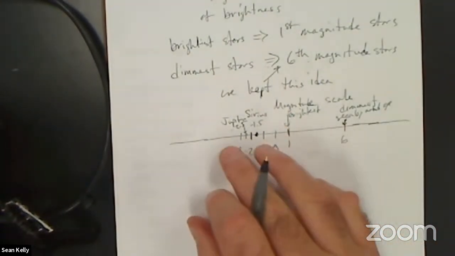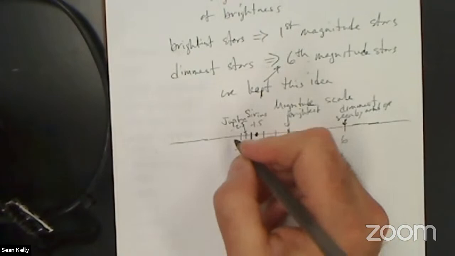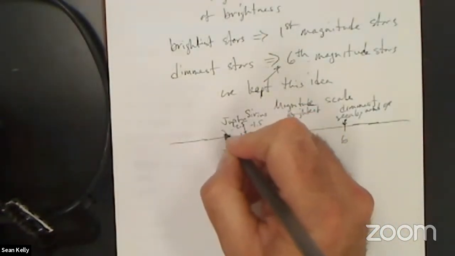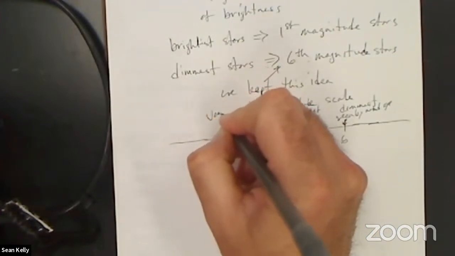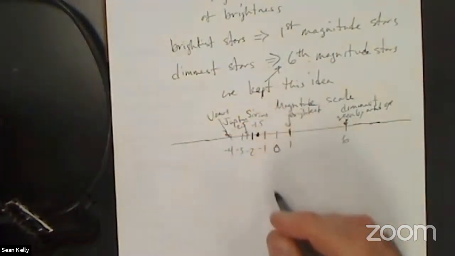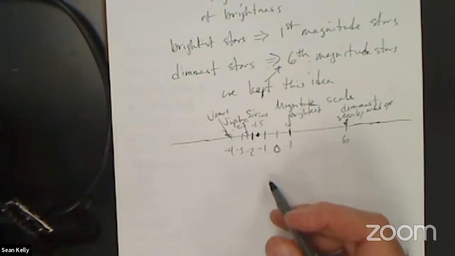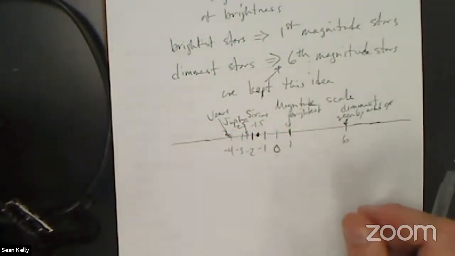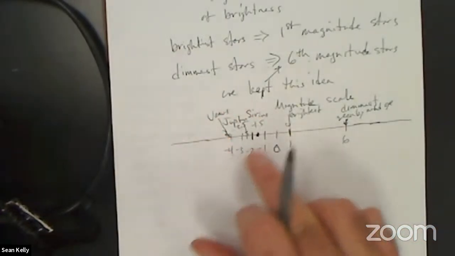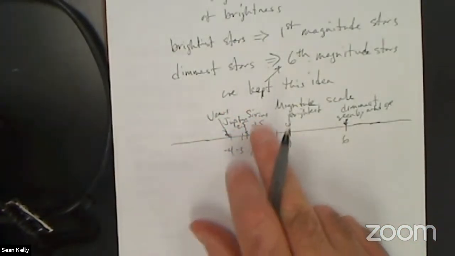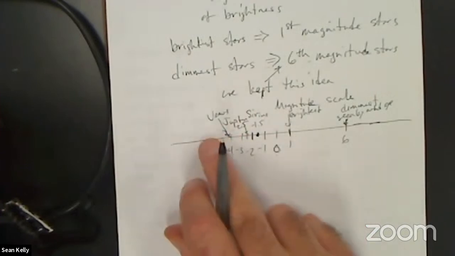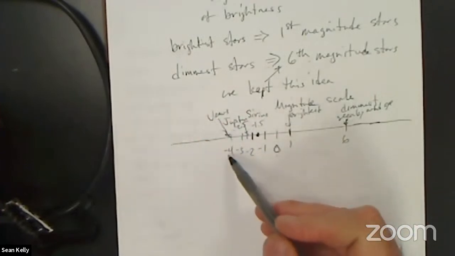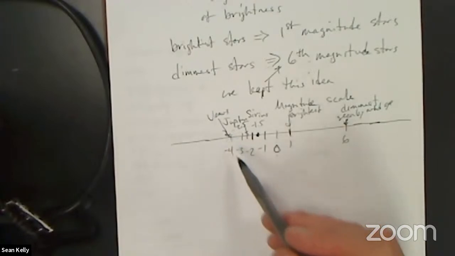Okay. What's brighter than Jupiter? Well, it turns out Venus gets even brighter. Venus at its brightest gets up to about negative 4. Okay, that's the brightest planet that we can have. So planets can be brighter than Sirius, which is a star, okay? And the brightest planet is Venus, and it gets up to about minus 4, maybe a little bit lower than that even.